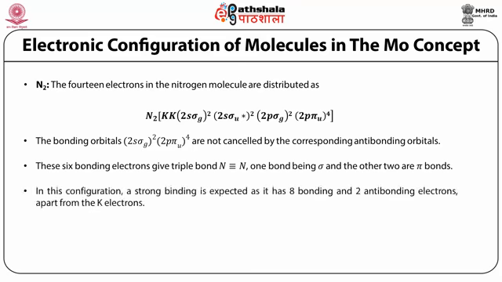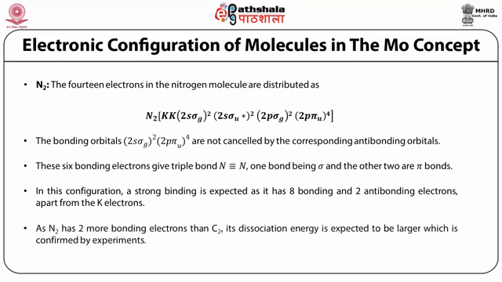In this configuration, a strong bonding is expected as it has 8 bonding and 2 anti-bonding electrons apart from the KK electrons. So as nitrogen has 2 more bonding electrons than C2, its dissociation energy is expected to be larger, which is confirmed by experiments.